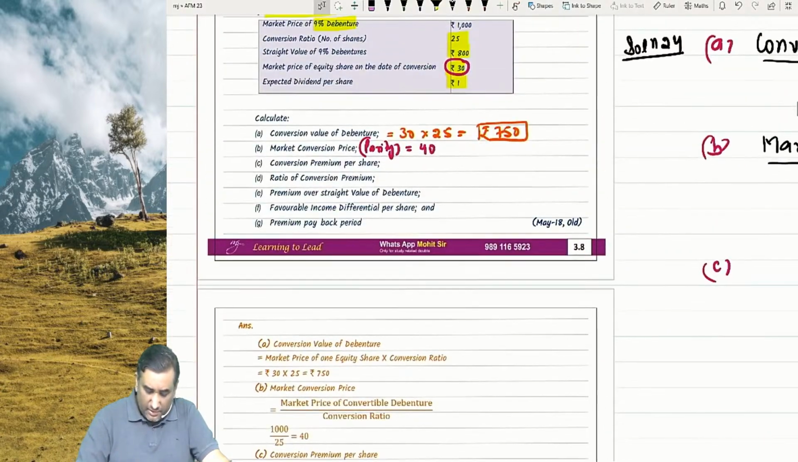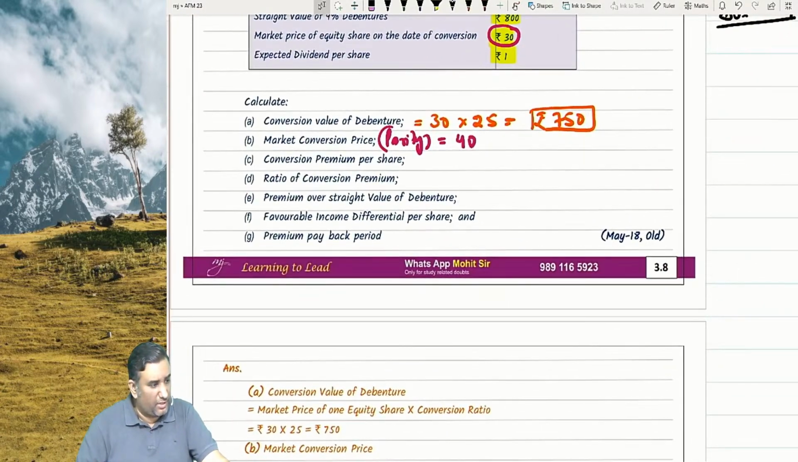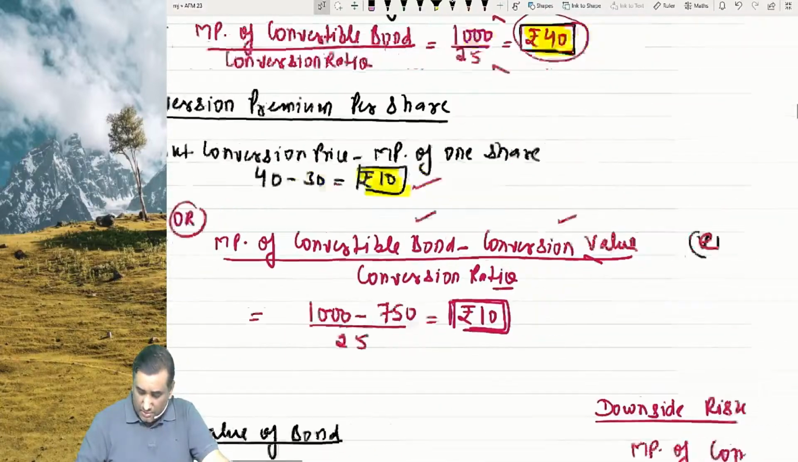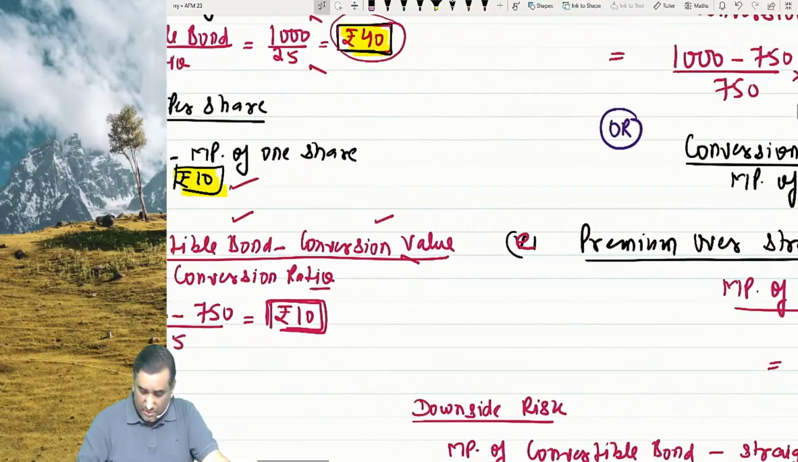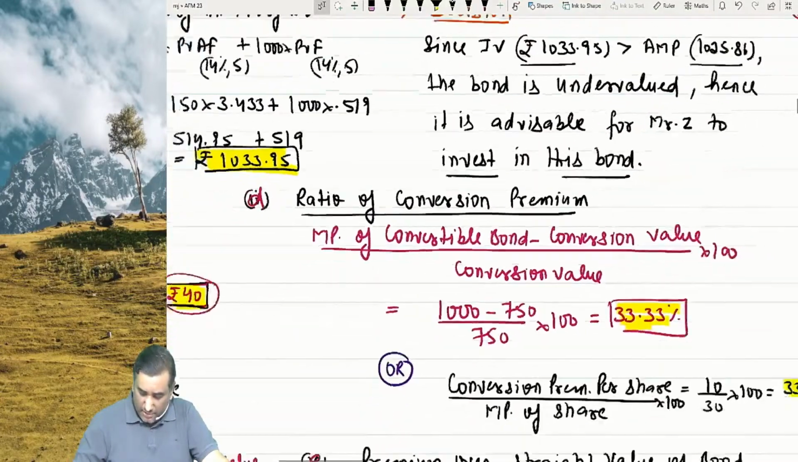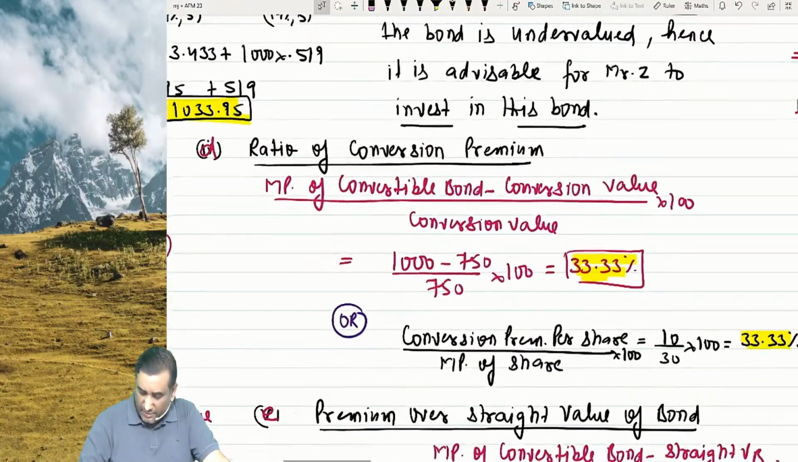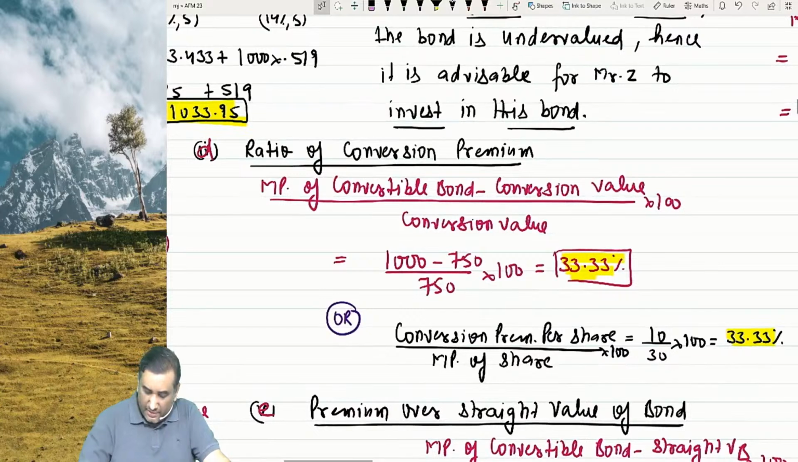Next part you have ratio. Ratio will not be difficult for you. Conversion premium, how much you are getting? 10 divided by 30. Conversion premium ratio, again two formulas would be there. In the book, I think only one would be there. In case you want to copy the second one, it's fine. Ratio of conversion premium would be market price of convertible bond minus conversion value, divided by conversion value. This is one way. Second is 10 divided by 30.